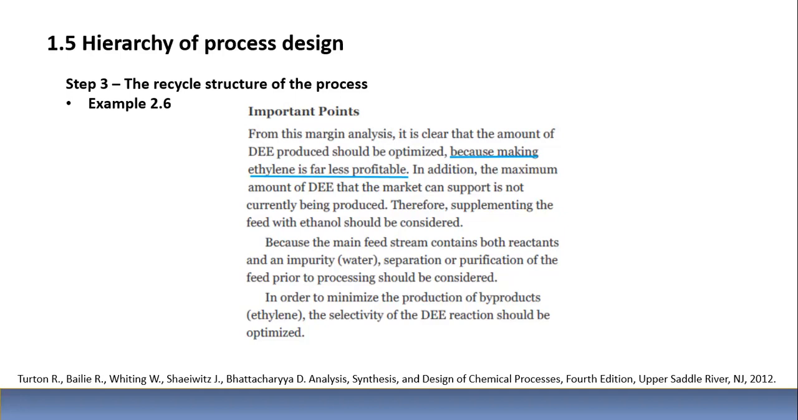Therefore, supplementing the feed with ethanol should be considered because a main feed stream contains both reactants and an impurity. Separation or purification of the feed prior to processing should be considered. In order to minimize the production of byproducts, ethylene, the selectivity of diethyl ether reaction should be optimized.